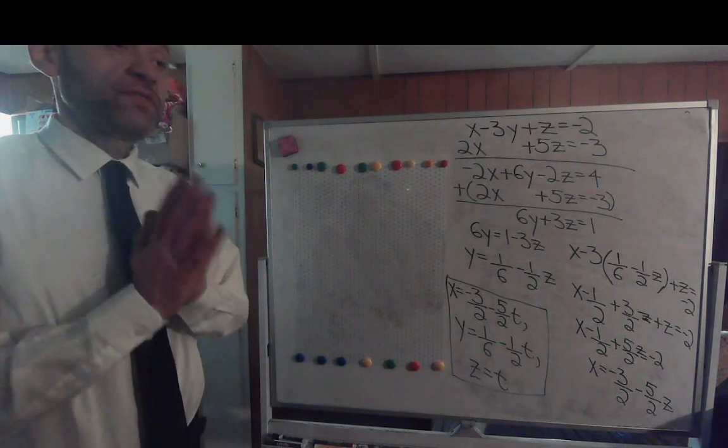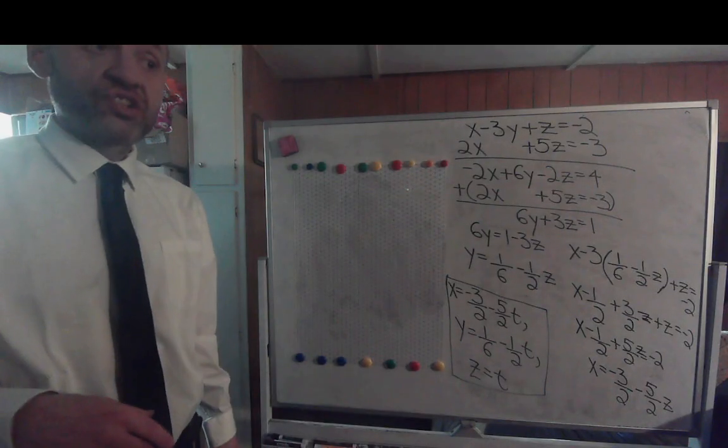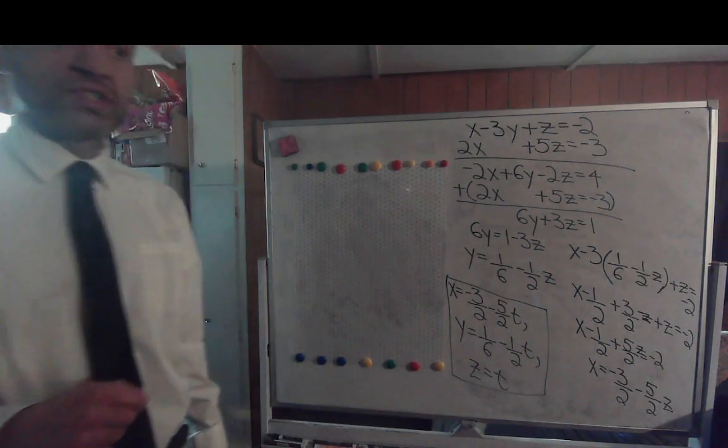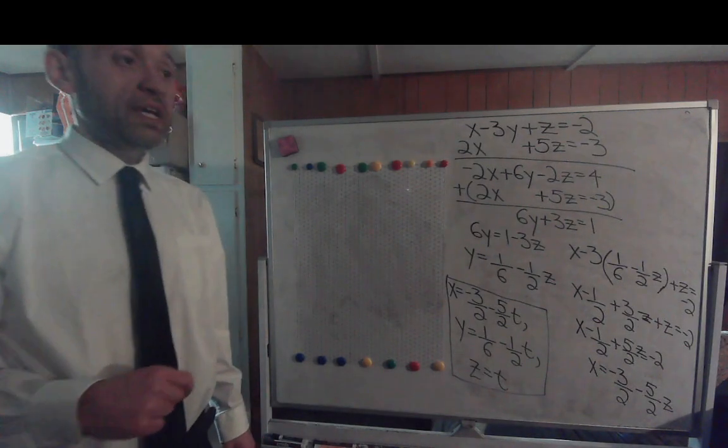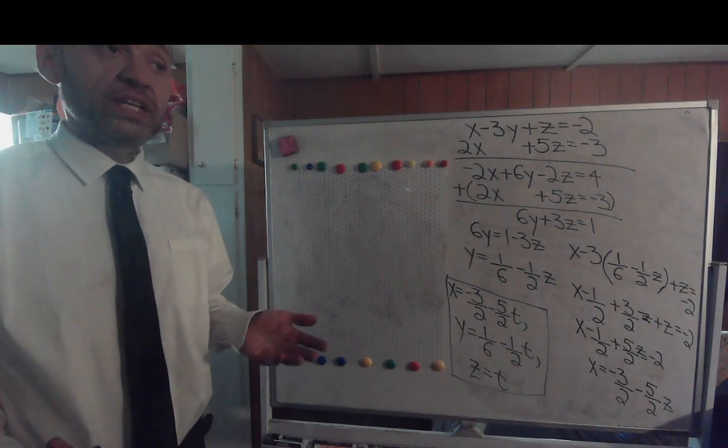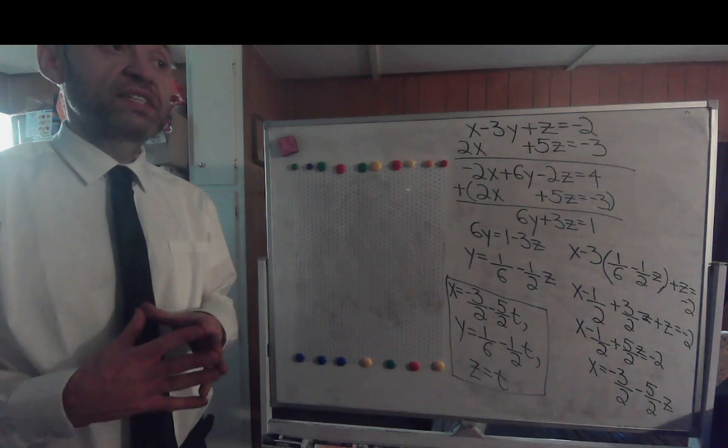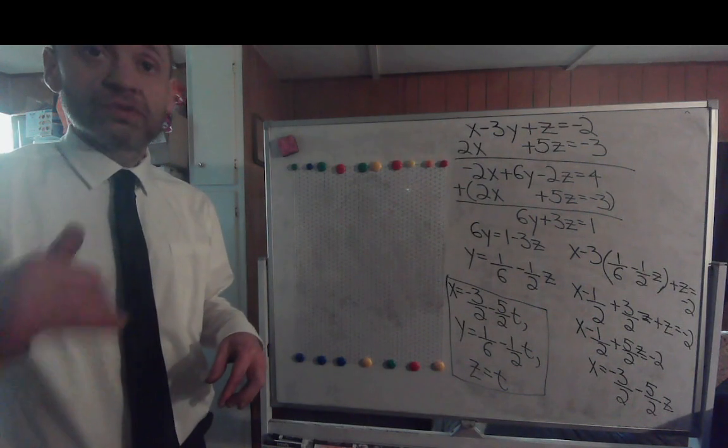Alright, so that's it for this lesson. Next lesson is actually the very final lesson of the course. That's going to be finding the angle between two planes and then finding the distance from a point not on a plane to the plane itself.